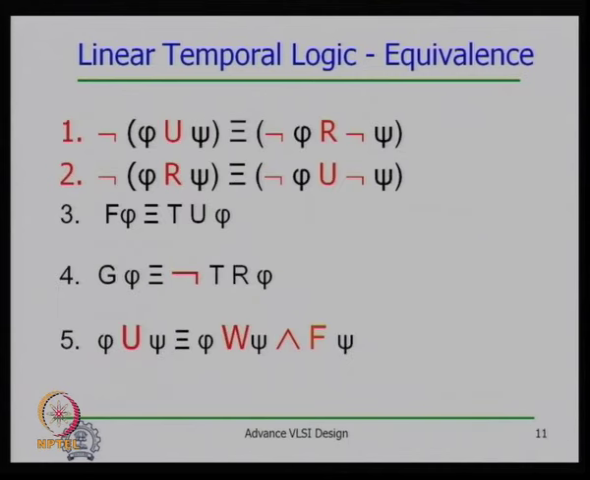In the same way you can work out that there is an equivalence relationship between the U and R operators. So, negation of phi until psi is equal to negation of phi release negation of psi. This relationship is like De Morgan's theorem, and the other way around you can also write it.